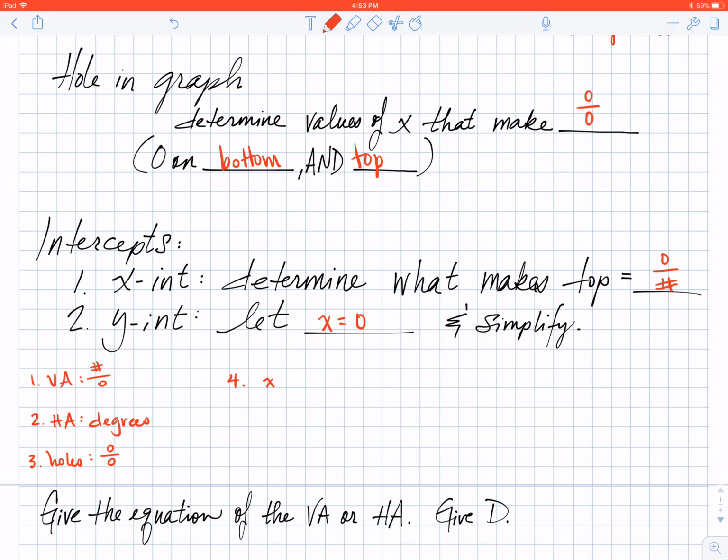4, x-intercepts. What makes only the top 0? And 5, y-intercepts, let x equal 0 and solve. And that is a very nice, succinct, concise list of the 5 things that this page goes over. We'll talk about these extensively in class.